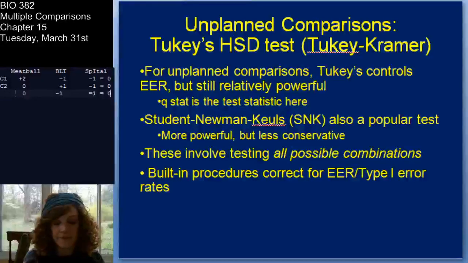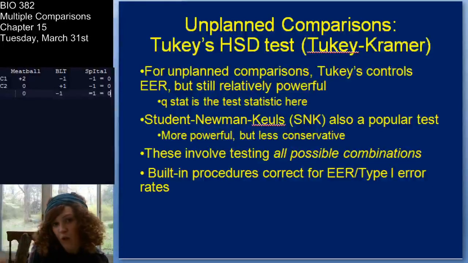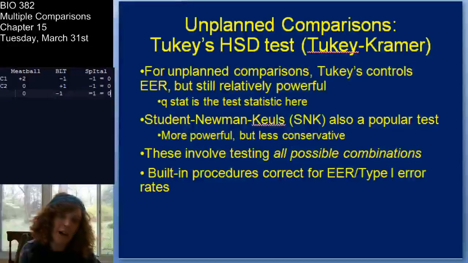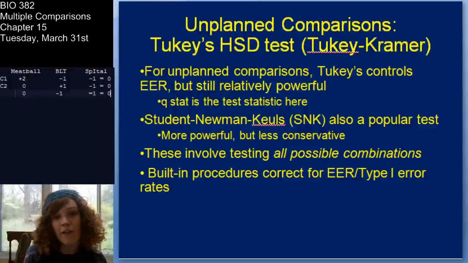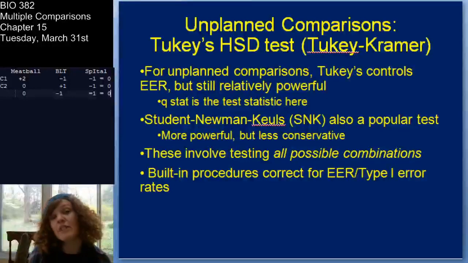For unplanned comparisons, most people use Tukey's, and here's why. It does control experiment-wise error rate, but it's still powerful. When you're doing Bonferroni corrected pairwise t-tests, I told you, it reduces your power. It's more conservative. So a lot of folks go with Tukey's. And here, your Q statistic is the test statistic. Usually, like in R, you get p-values, and you can utilize those p-values to tell you whether your pairwise comparisons are significant or not. But I did want you to know that that's a Q statistic.